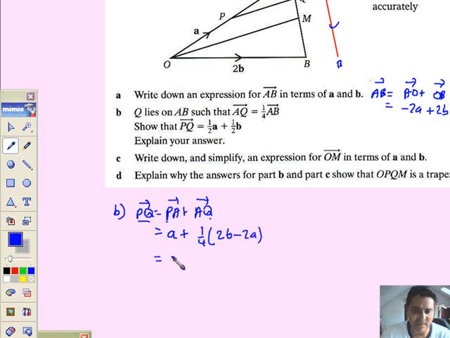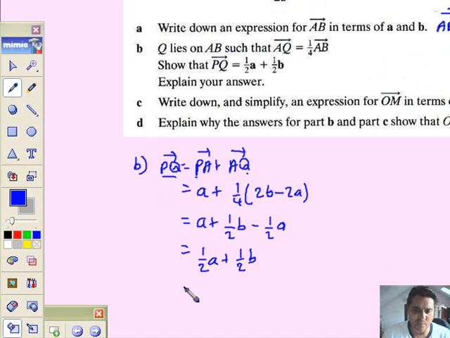Again, got to tidy up a little bit. a plus, well, a quarter of 2b is basically half b, and a quarter of minus 2a is minus half a. Check it. 2 lots of a quarter is a half, but it's negative. So what have I got here? I've got a minus half a, which is a positive half a, and I've got my positive half b weighting there. I can factorise it just to make it look very, very pretty, and I get all my marks for that.